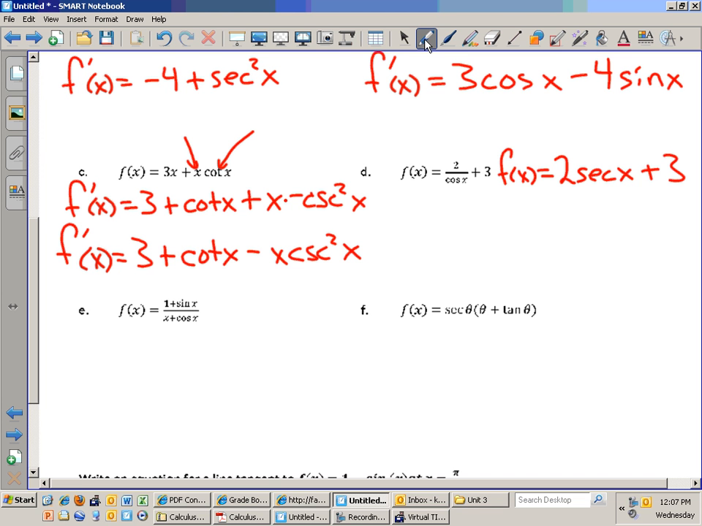Bryce, go ahead and say it. Yep, 1 over cosine is the same as secant, so therefore 2 over cosine is the same as 2 secant. So now we'll take the derivative of it. This is much easier to take the derivative of than that one, correct? So we'll try that. F prime of x is equal to, what's the derivative? 2 secant of x tangent of x. What's the derivative of 3? 0. So we have our derivative.